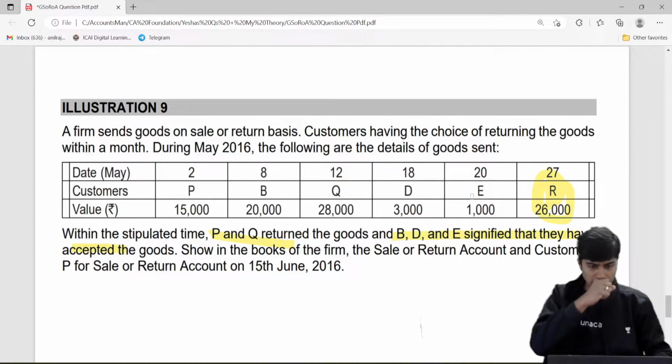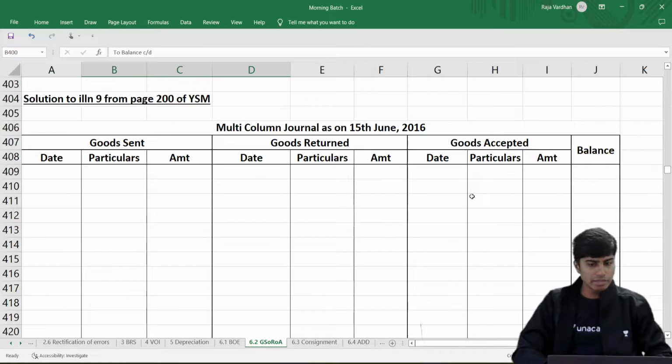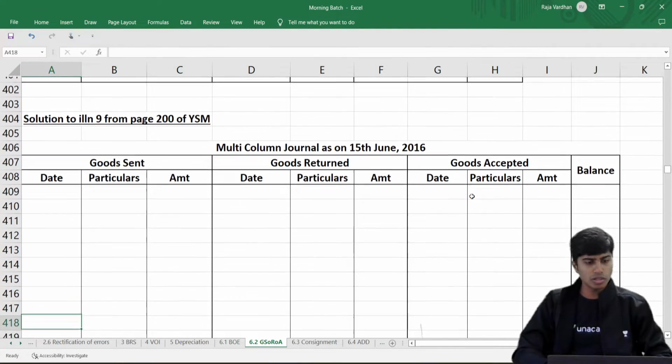That's it. Let's quickly prepare this. Let me put the things in the date column. What are the goods sent?